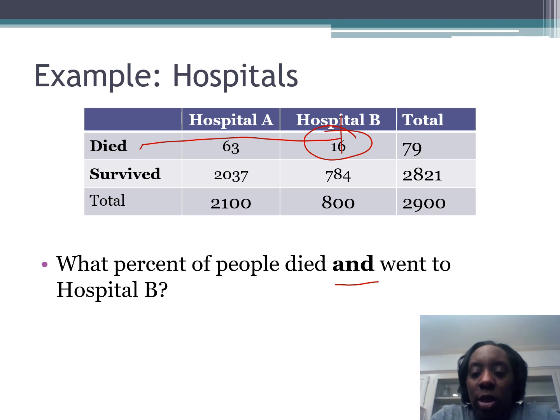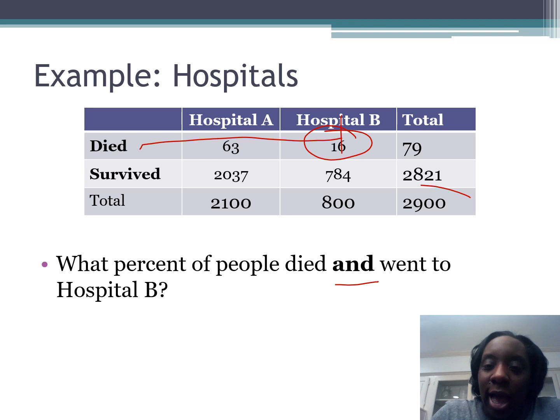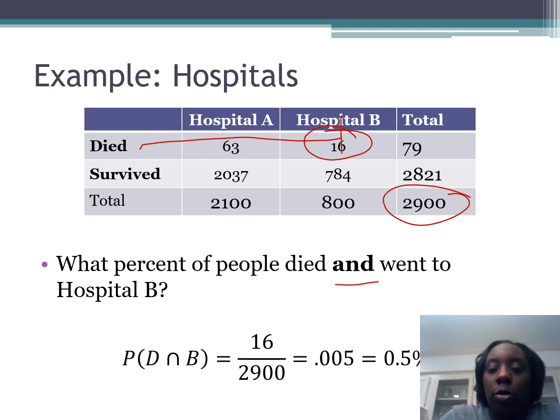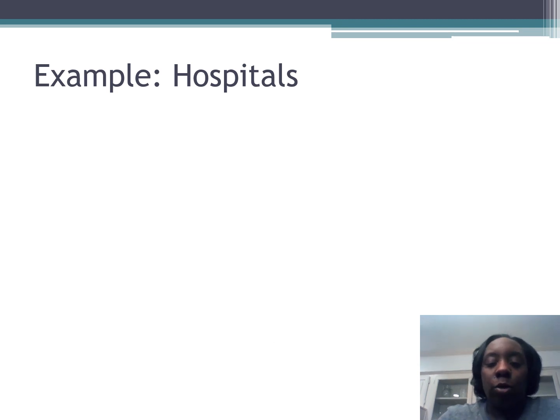Now the question is, what do I do for the denominator? I can't choose died, they didn't say that, and I can't choose hospital B. So that means I need to be out of the total. They're not giving me a condition. And when they don't give me given, of, or if, you need to put it over the total. So that's your answer. The probability of died and hospital B is 16 over 29. All right, let's do our last one.